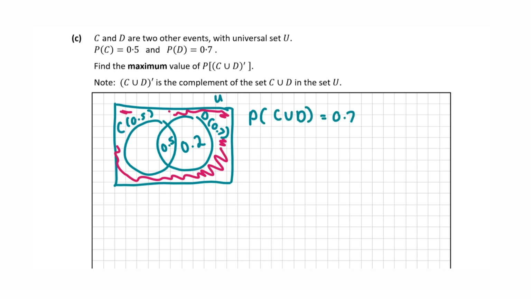So now in order to find the probability of the complement, that's going to be 1 minus 0.7, which leaves us with an answer of 0.3. So that's your answer to this part of the question. To get that answer, you get a total of 10 marks.